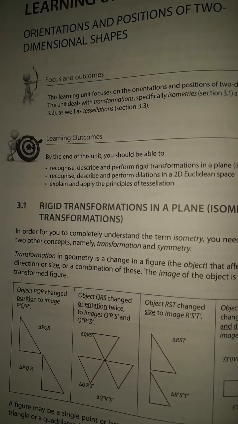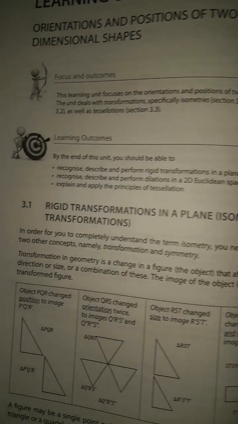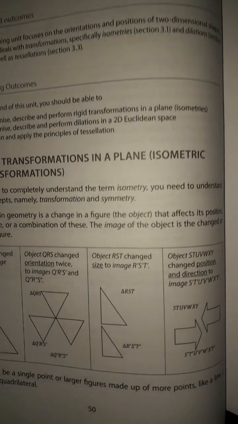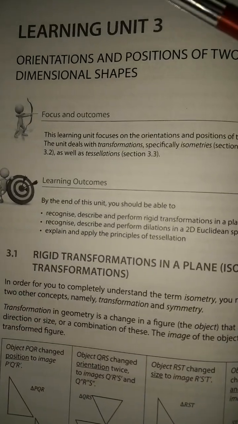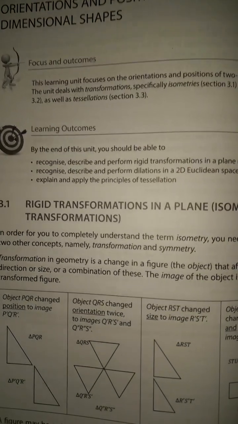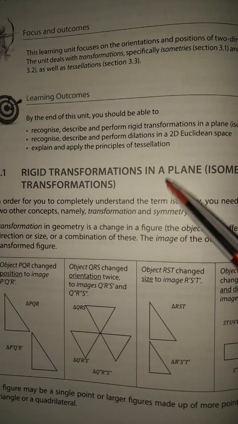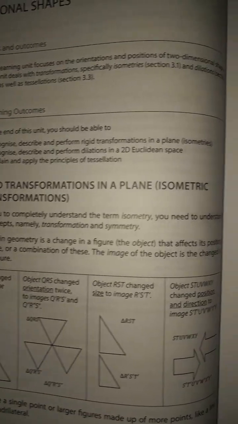In MIP 2601, we find this topic on page 50. Page 50, guys. As you can see, page 50, orientation and position of two-dimensional shapes, rigid transformation in a plane, isometric transformation. But specifically in this video, we are going to work with reflection.